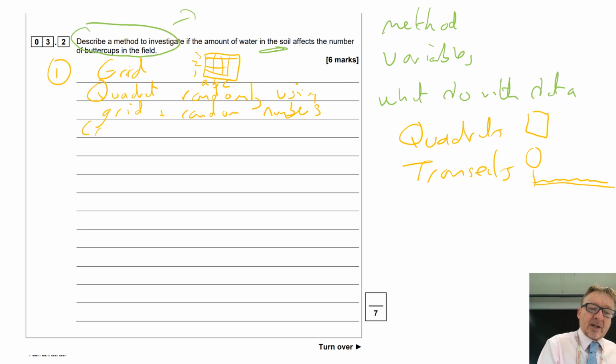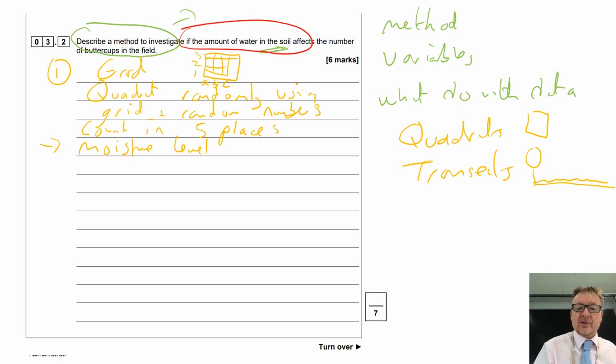You then need to count in at least 5 places. In each of those places, you need to do the moisture level. So that's the first time I've actually referred back to the amount of water in the soil, the moisture level. Then you do a mean for each area, for each water area. So a mean for those ones in dry and a mean for those ones in wet.